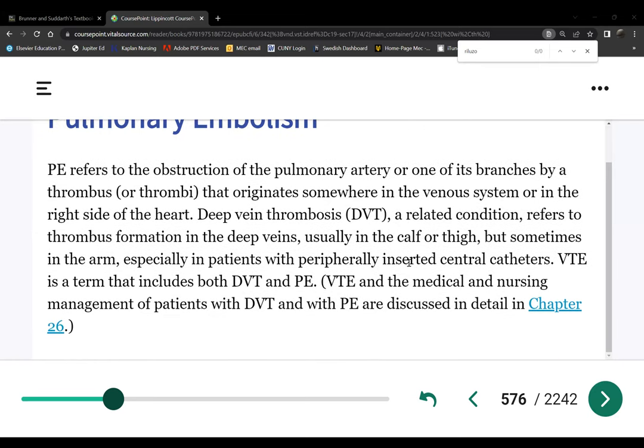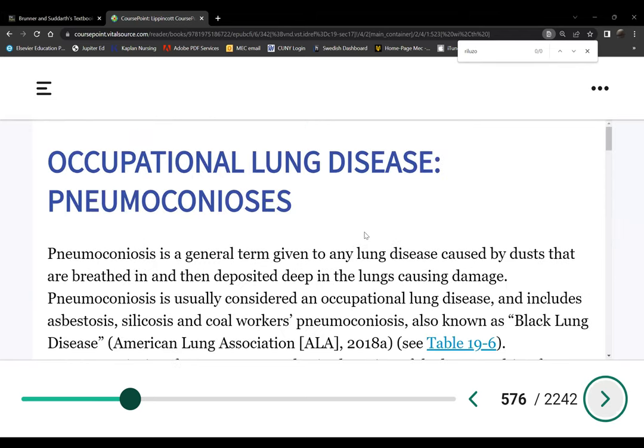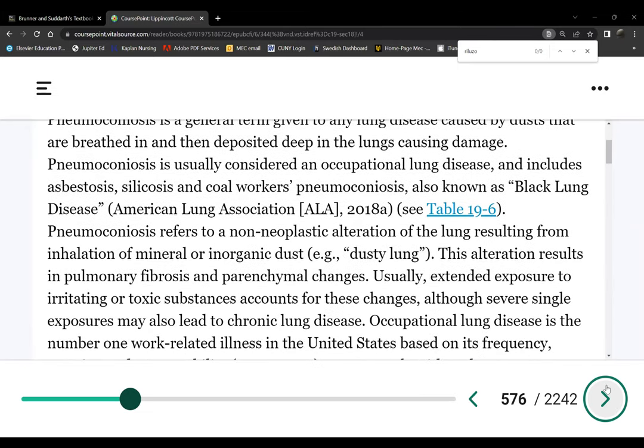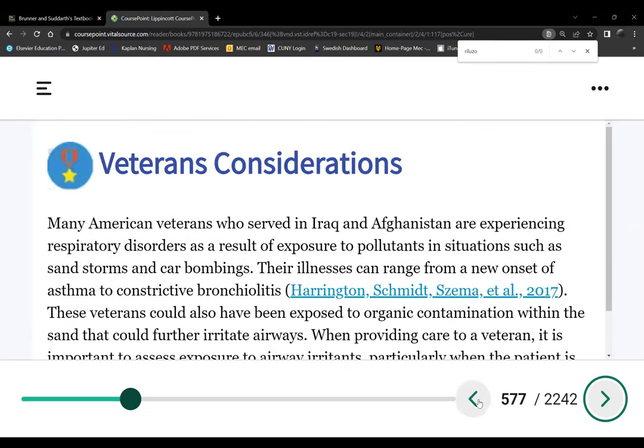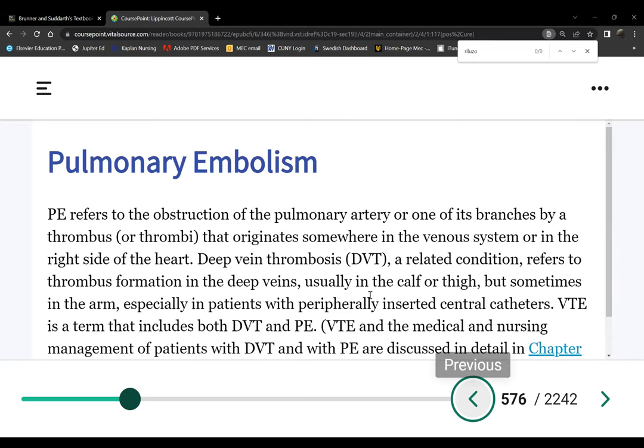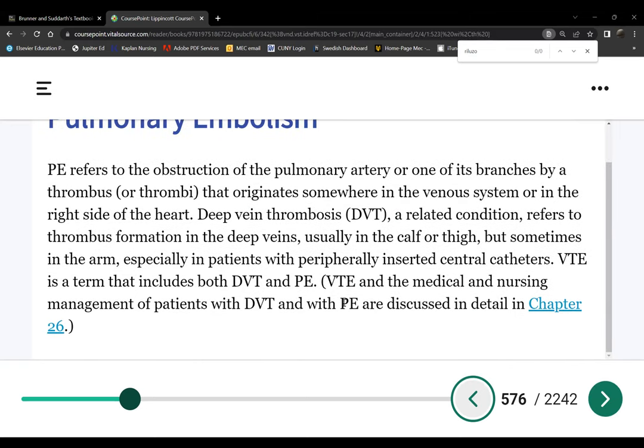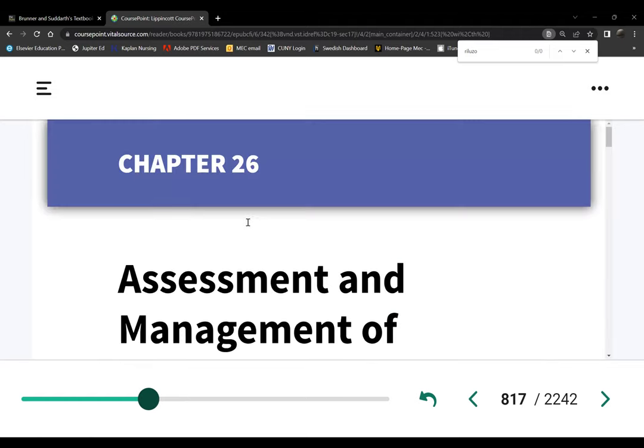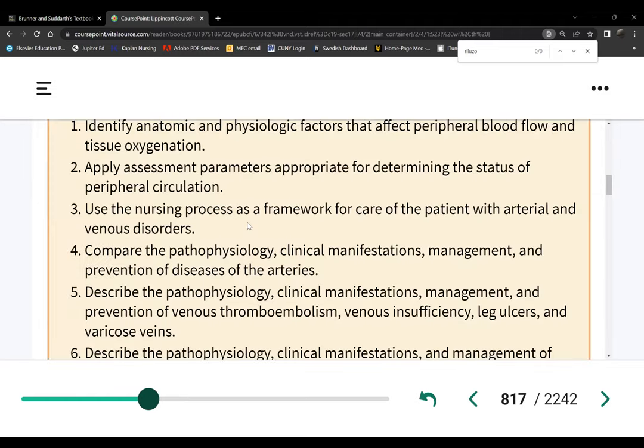Let's review Virchow's triad, which is not on this page. Right here. Okay, let's go to chapter 26. Oh, it's a vascular.